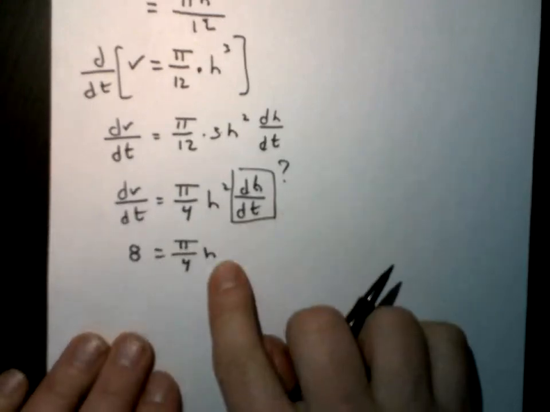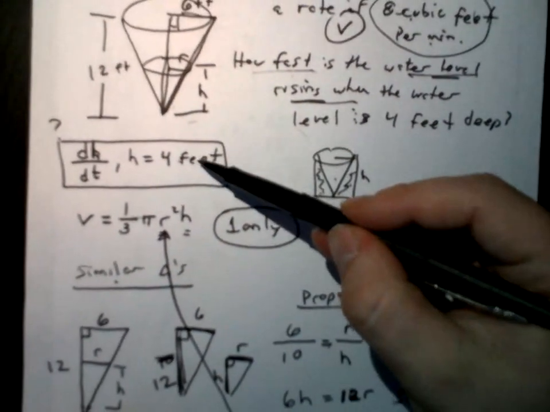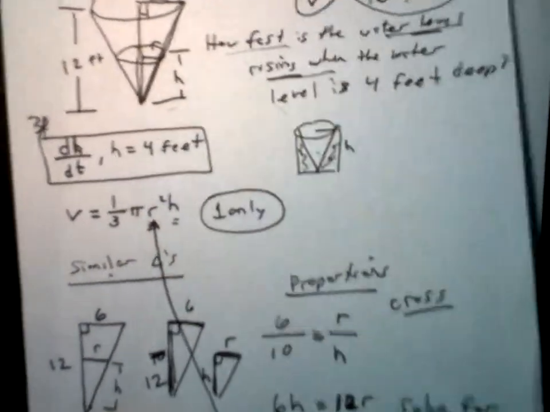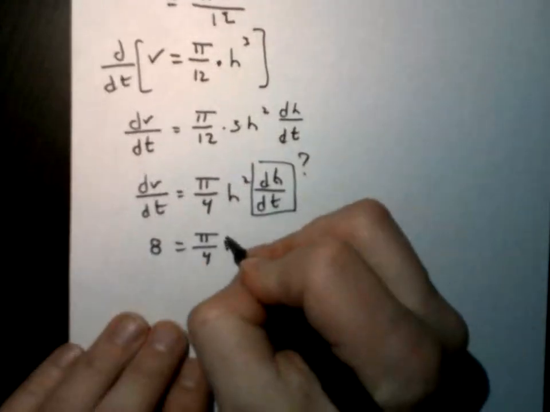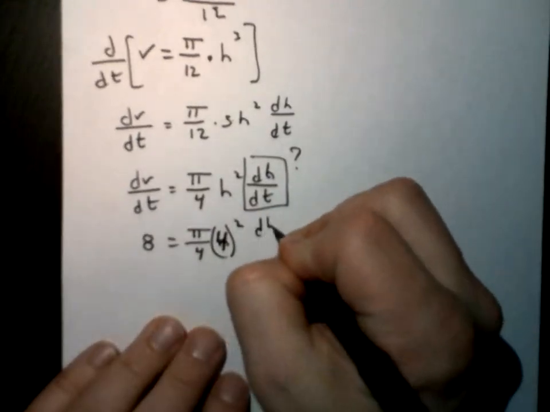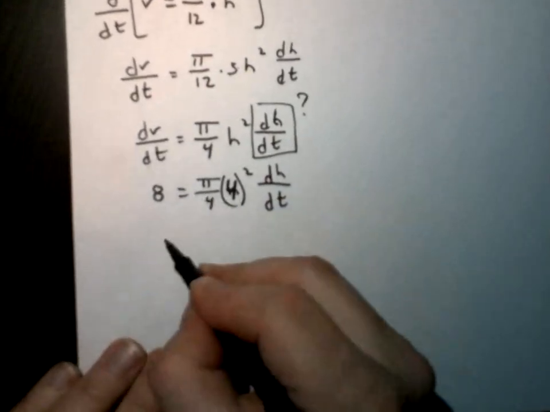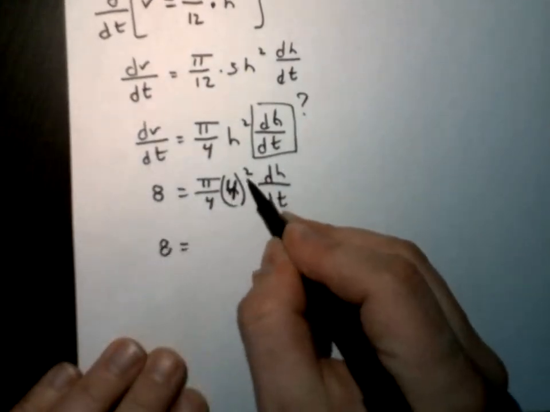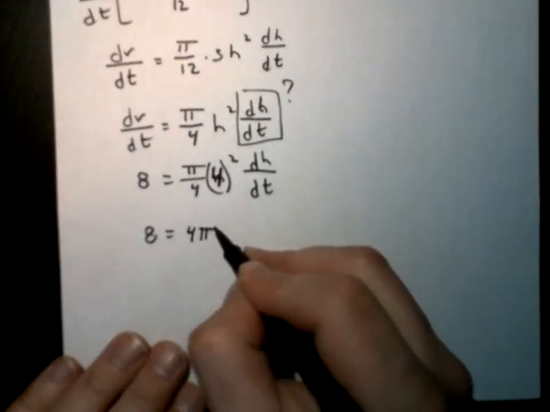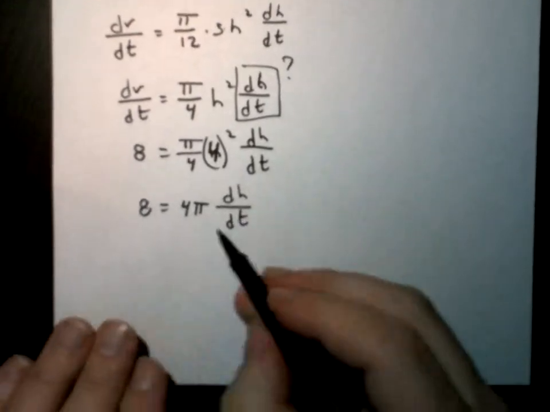Oh, well, what is h again? Well, remember we talked about this. h was at 4. So we're going to put 4 in for where it says h. So let's make that a big 4. We're going to square it. And that's what we're trying to find. So let's do some basic simplification. This is going to be 4 times 4, which is 16. What is 16 over 4? Well, isn't that just going to be 4 pi dh over dt? Okay, divide.